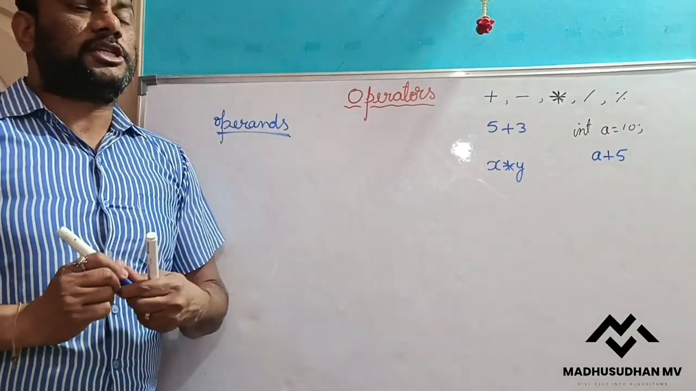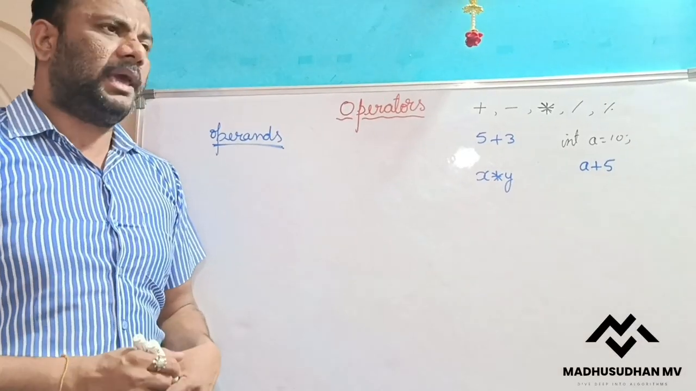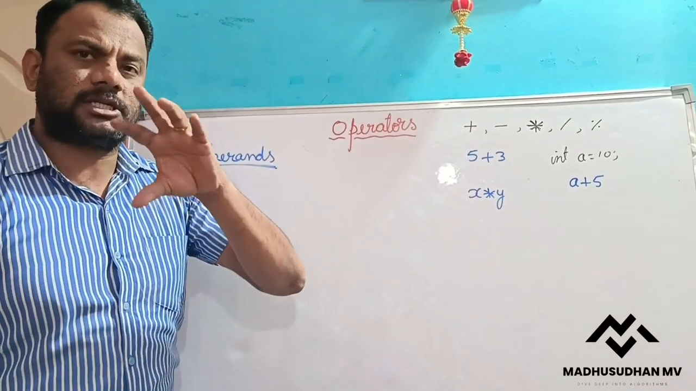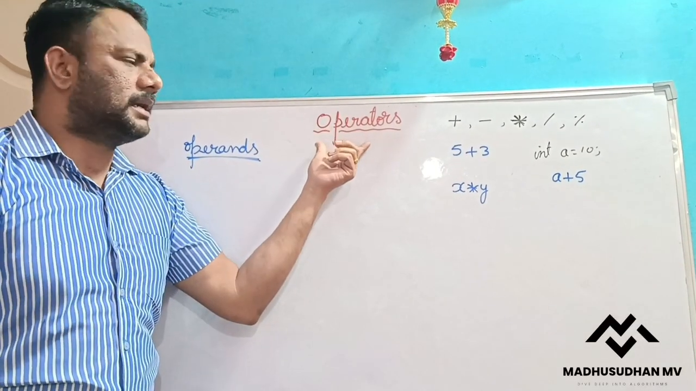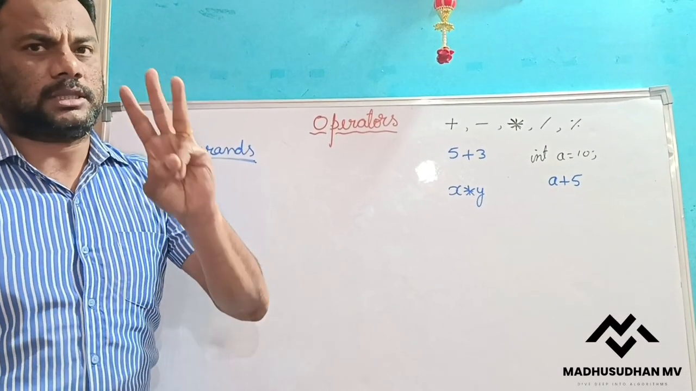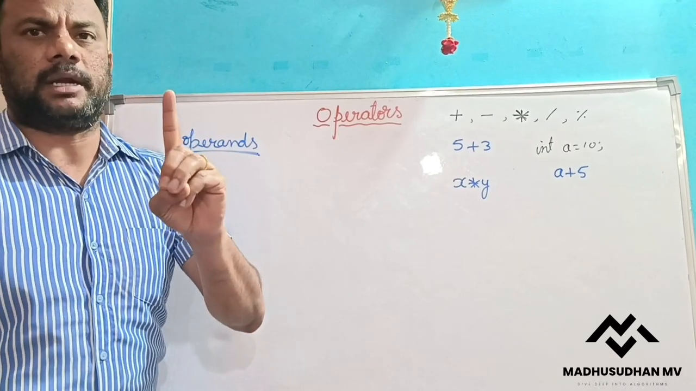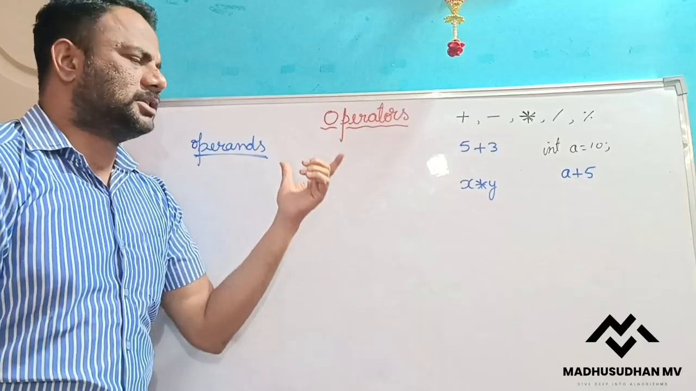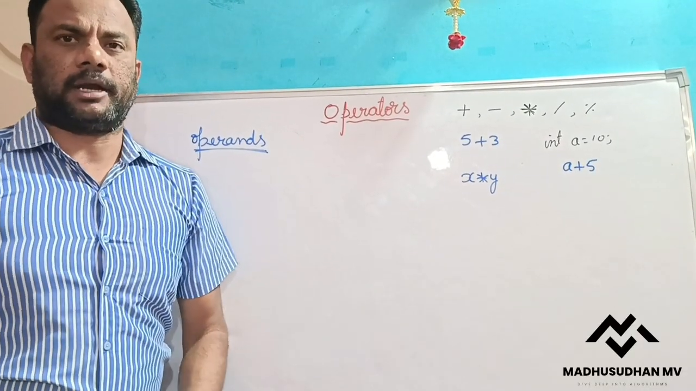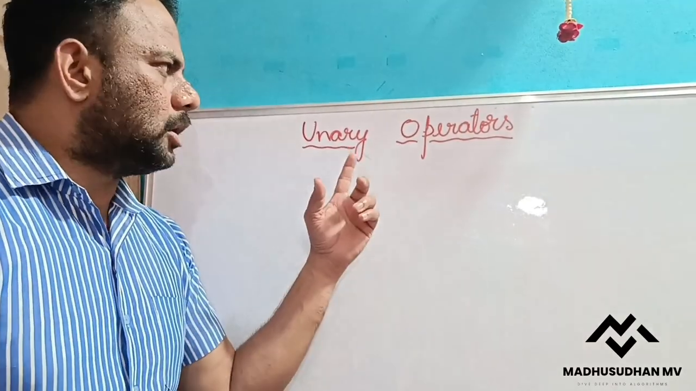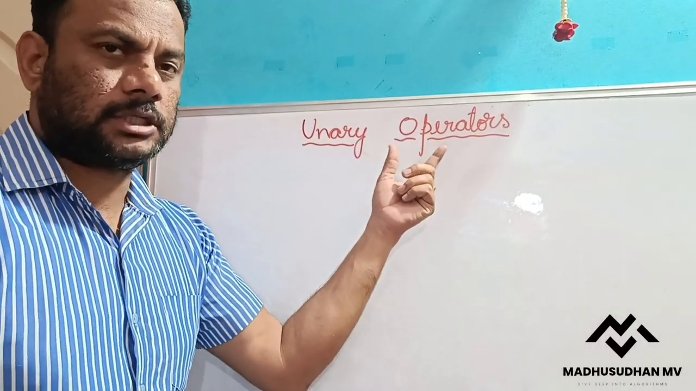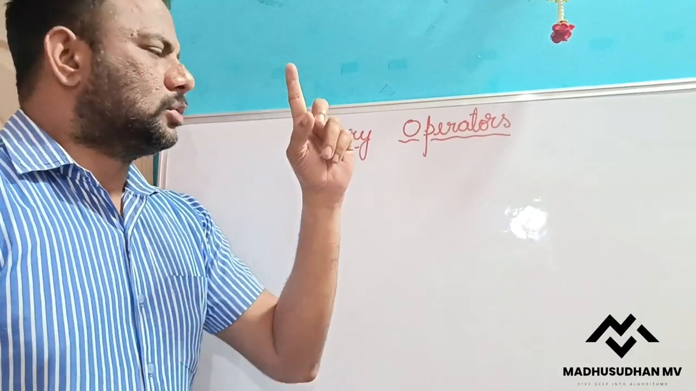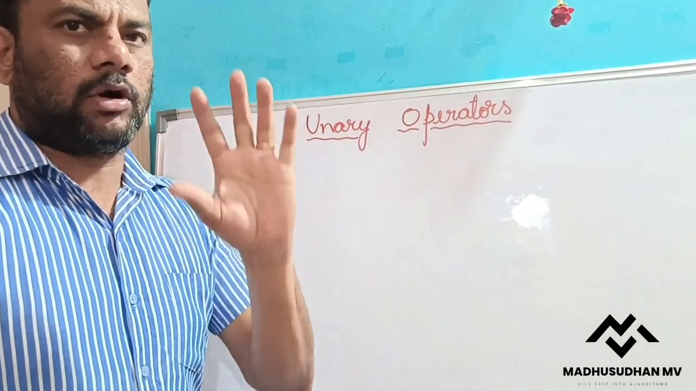So C supports a rich set of operators. Based on how many operands the operation is performing, operators are broadly categorized into three types: unary operator, binary operator, and ternary operator. Now let us see what we mean by a unary operator. Unary operators are the operators which operate on only one operand. So only one operand, one operator.